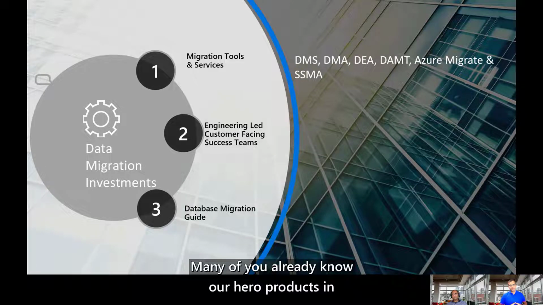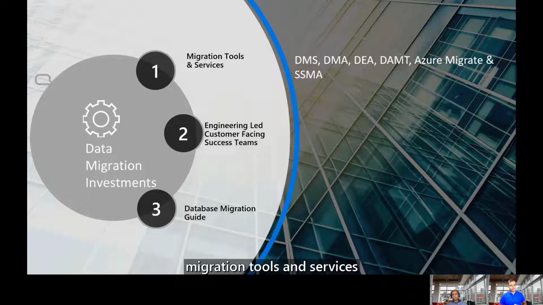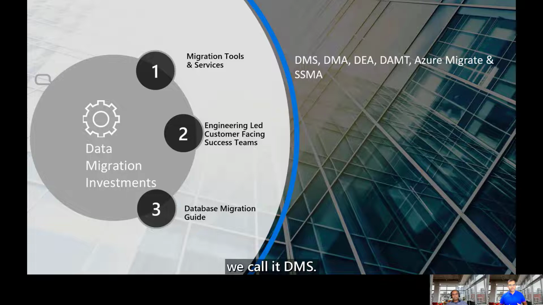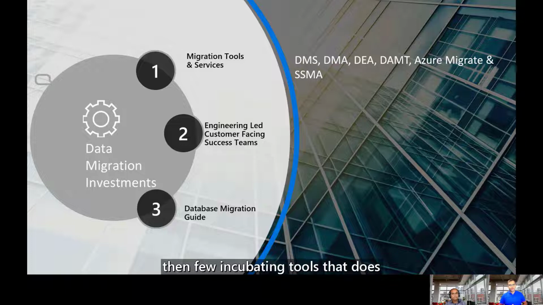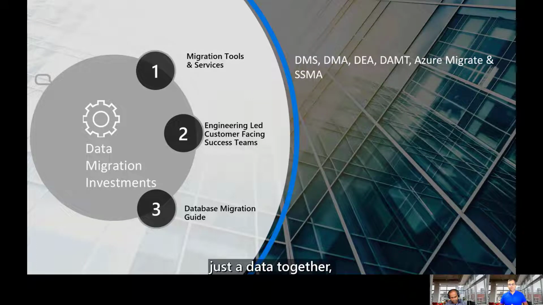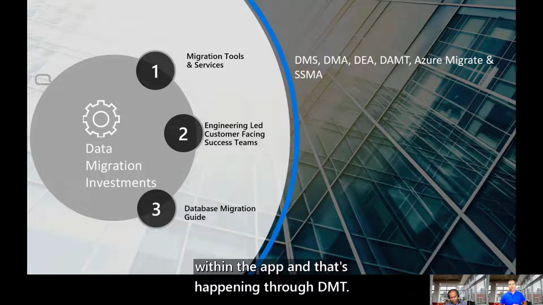As part of investment and strategy, Microsoft has put different types of investment in place. Many of you already know our hero products in the migration tools and services space, named Azure Data Migration Service. We call it DMS. We have DMA, DEA, then a few incubating tools that do not stop the assessment and discovery process just at the data tier, but also probe the data access layer within the app, and that's happening through DAMT.